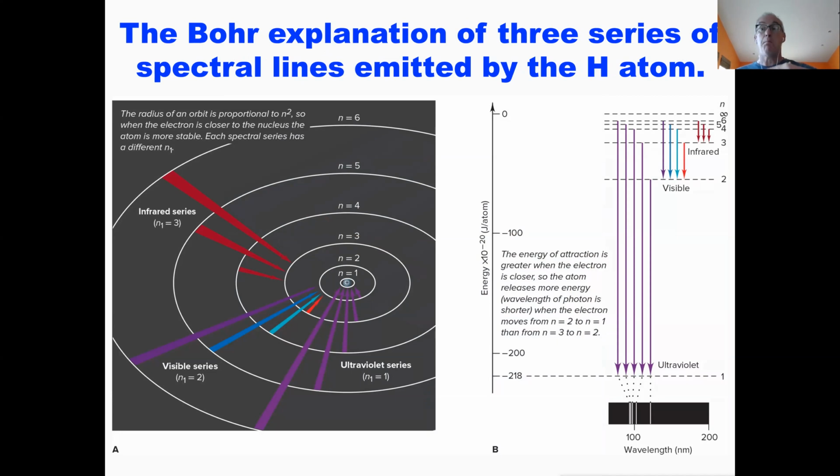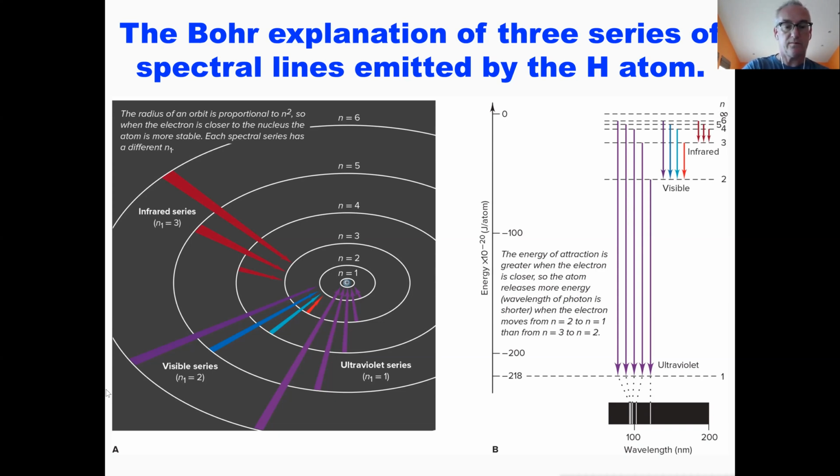Yeah, it takes much more energy to move something from the ground state to the first excited state than it does to move it to the 3rd, 4th, 5th, or 6th. Those are really small differences in energy. So this is how Bohr worked all this out.